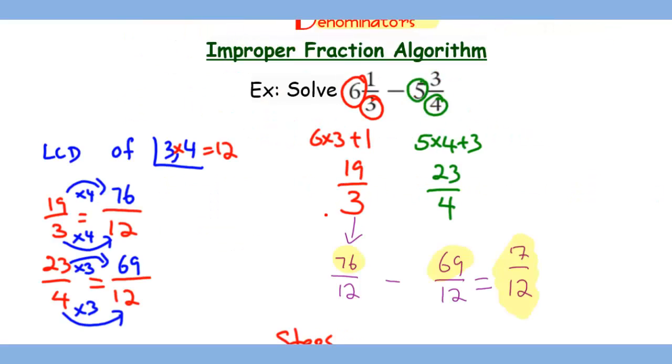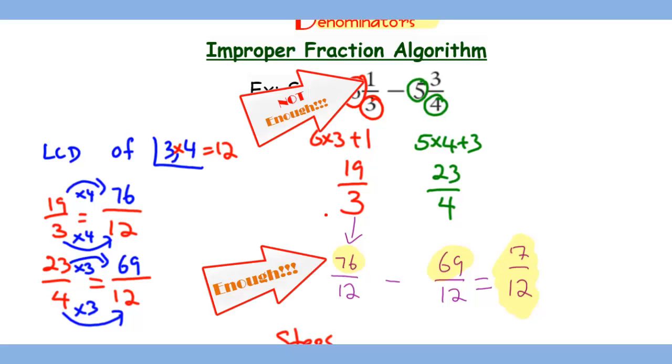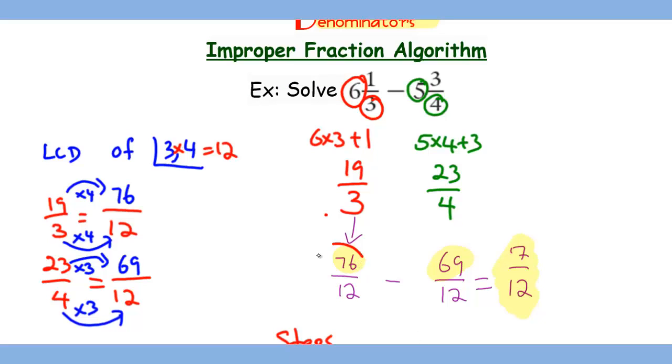So I just want to quickly talk about the advantage and disadvantage of the improper fraction algorithm. When you're using the improper fraction algorithm, you can always guarantee that you can subtract the fractions because you always have enough in the numerator. However, you might end up dealing with bigger numbers because you have to convert the whole number into a fraction. So in our case, as you notice, we were dealing with 76 and 69.